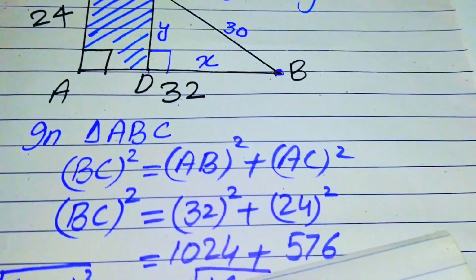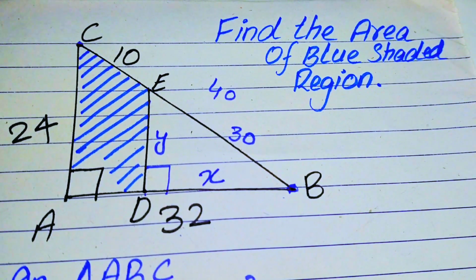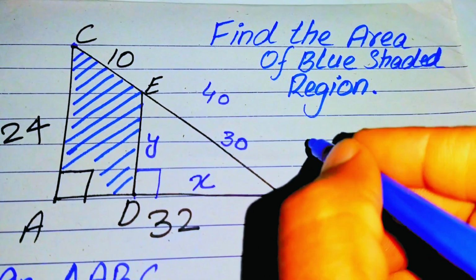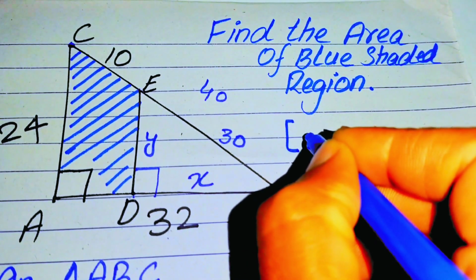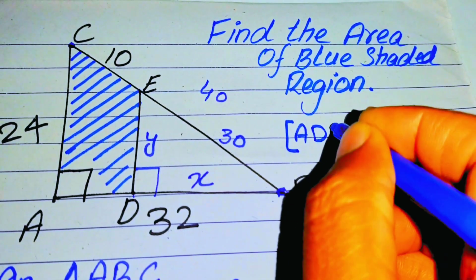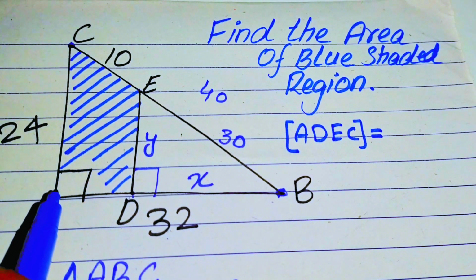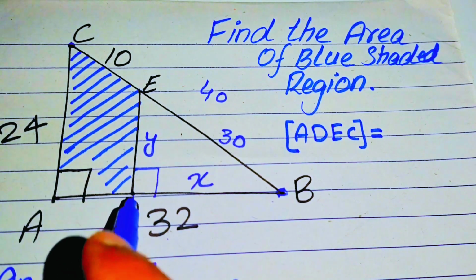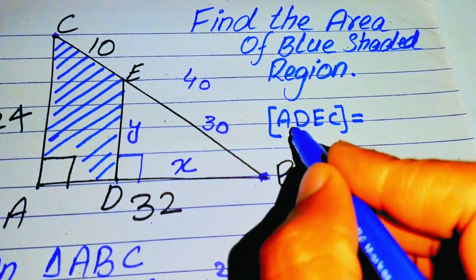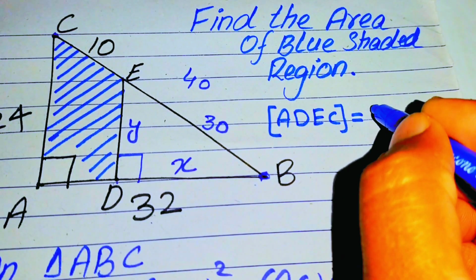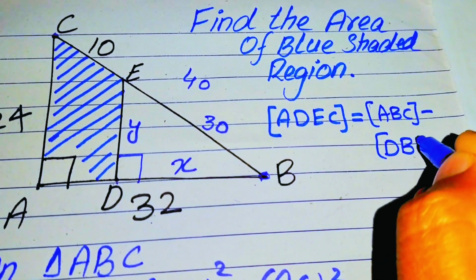Now we move towards finding the area of the shaded region. Focus on these two triangles. The shaded region is denoted by ADEC. We find the area of the shaded region by subtracting the area of the smaller triangle DBE from the area of the total triangle. So the shaded area ADEC equals the area of the bigger triangle ABC minus the area of the smaller triangle DBE.